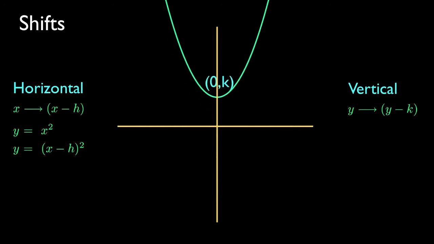The algebra for a vertical shift, k units, is exactly the same, with the roles of x and y reversed. The only difference is that at the end of our transformation, to recover the equation in function form, we need to do algebra to re-isolate y.